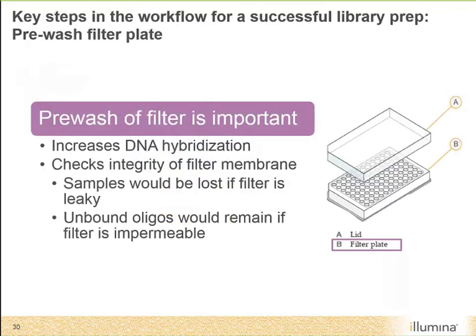So once we have the 50 nanograms of genomic DNA, what are some key points within the workflow to keep in mind for a successful prep? One of them, like I had mentioned earlier, is pre-washing of the filter plate. This is another key component for a successful prep. Pre-washing the filter increases the ability of the DNA to hybridize. It checks the integrity of the filter membrane. And if we don't pre-wash the filter, you run the risk of unbound oligos remaining. You don't want unbound oligos at the end of your prep.